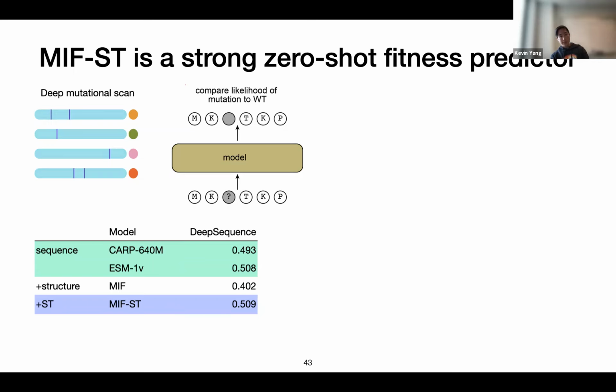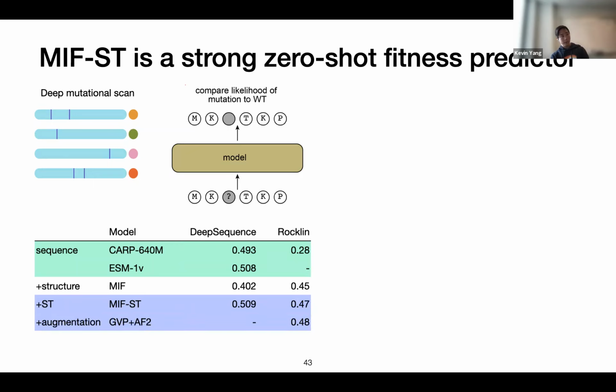We also evaluate on a data set of small synthetic proteins. We call this the Rocklin data set because it was originally designed and measured by Gabriel Rocklin. And here, sequence only doesn't do that great. If we add in structure or structure and sequence transfer, we do a lot better.